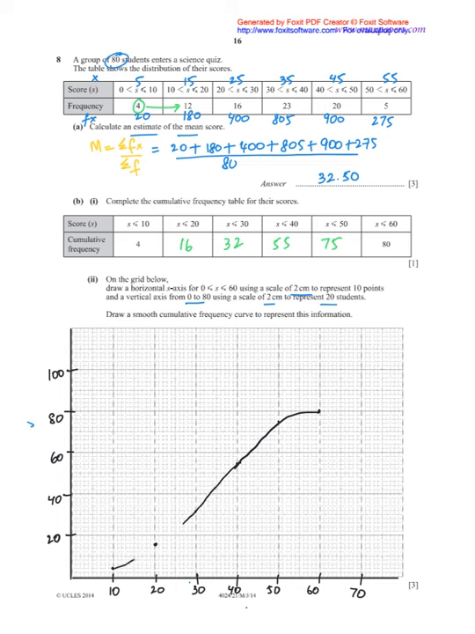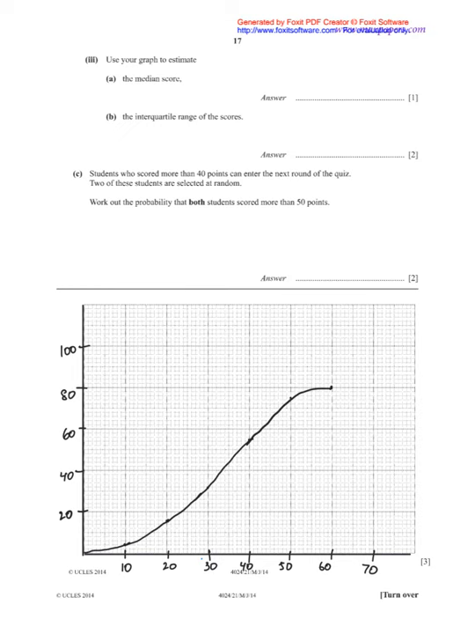It should be as smooth as you can draw. You need to meet it at the origin, right? So that is your curve of CF. Now after the curve had been drawn, it says find the median.